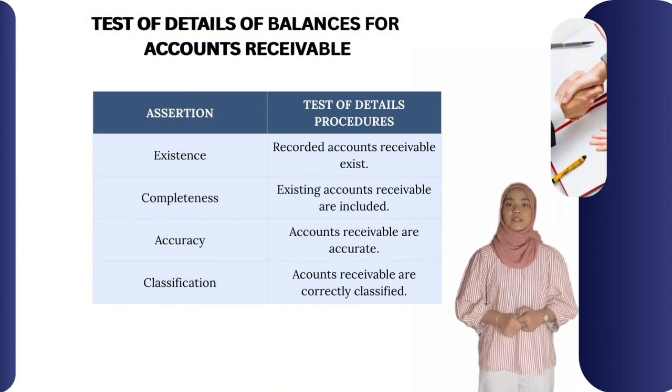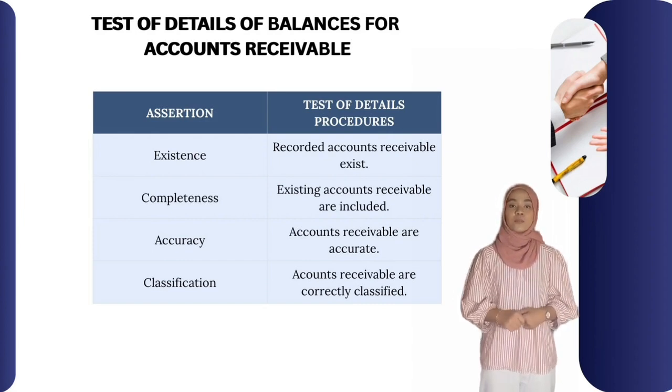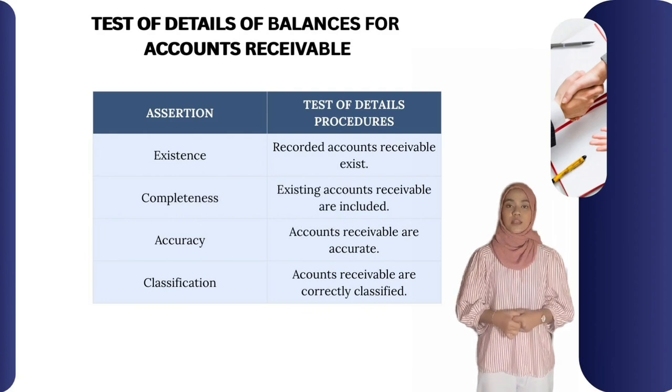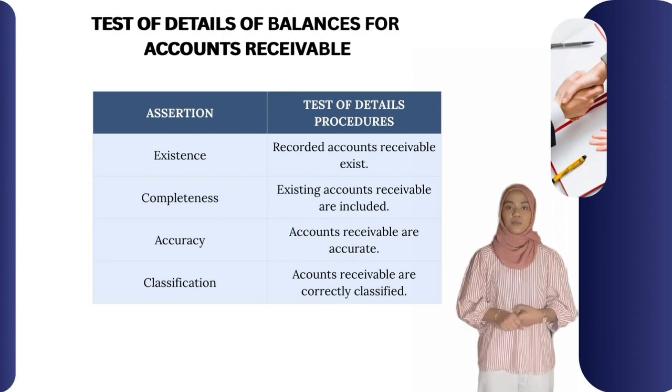Number 1, existence. Verifies that the recorded accounts receivable actually exist. A sample procedure can be to confirm balances directly with customers. Number 2, completeness. Ensures that all existing accounts receivable have been recorded. Example, review shipping documents near year-end to confirm no sales were omitted.